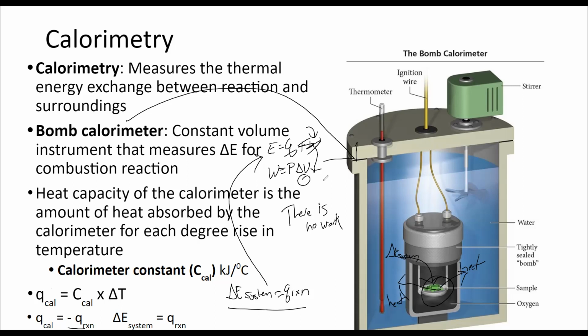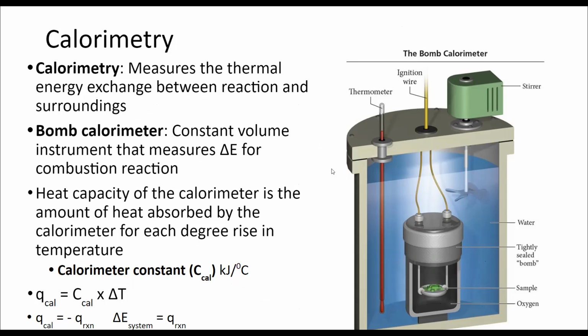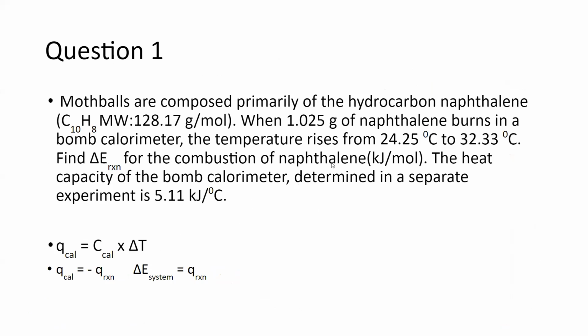So what we do in the experiment is that we calculate delta T, and we know C calc already. That's a constant. And we get Q calc. From there, we can calculate Q reaction. From Q reaction, we can calculate delta E system. A lot of parts, and I'm sure it's very confusing the first time you hear it, but let's try and solve a bomb calorimeter problem. So here I have an example where we're blowing up mothballs. Read through it, see if you can use logic to figure it out. Always feel free to go back to what I was just talking about.